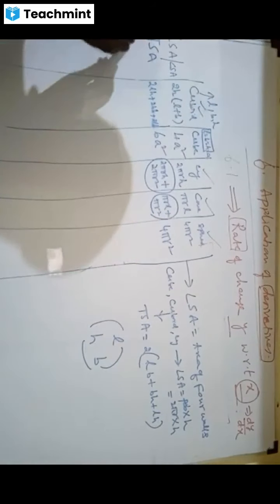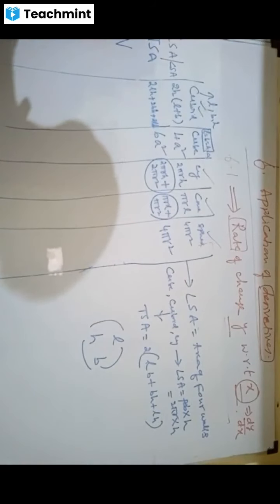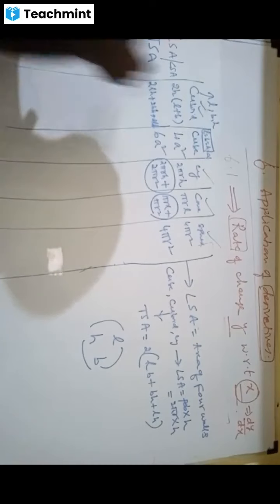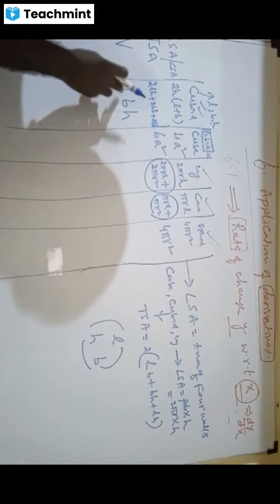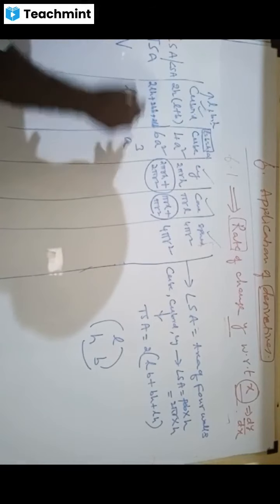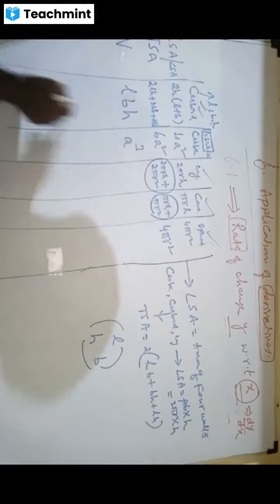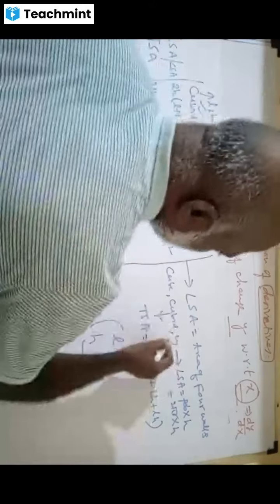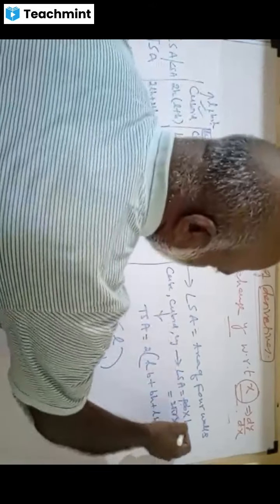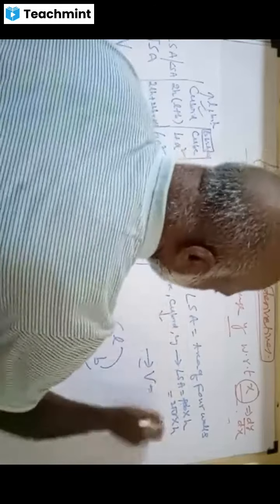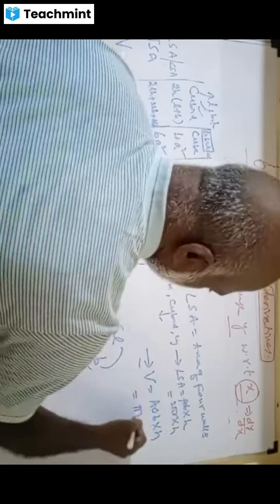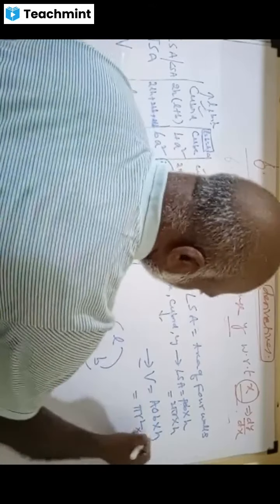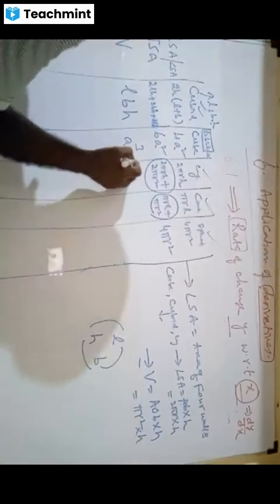Next one, volume of a cube is nothing but L into B into H. That's it. Take A into A into A, it is called A cube. Volume of a cylinder: for a cylinder, LSA is perimeter of the base into height. For these three things, volume is nothing but area of the base into height. You take a cylinder, area of the base, area of a circle, into height, that's called pi r square h.